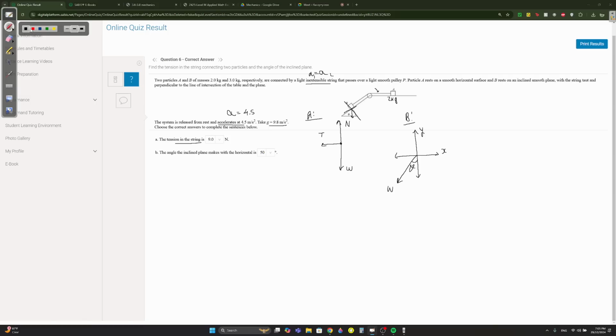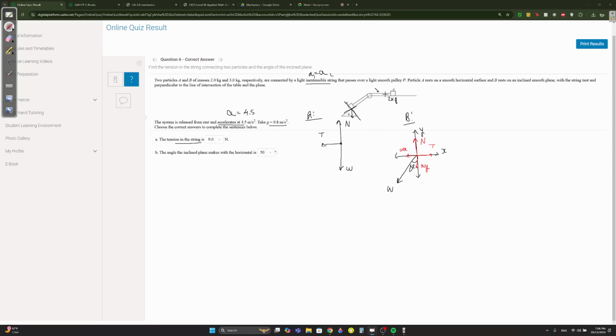Let me draw it in a different color. So normal like this. And we obviously know the tension is pulling it to the right. And we also have WX, WY. Right? Okay, let's see.